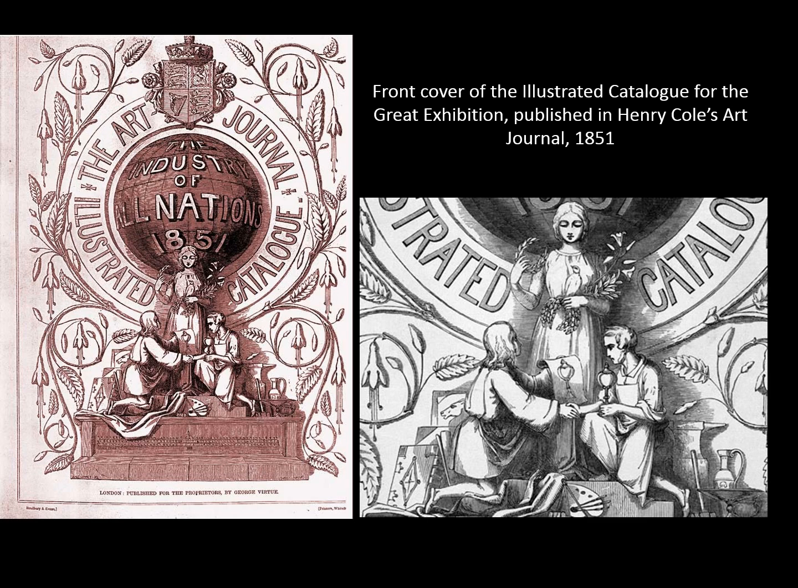I want to end with this image, which is the front cover of the illustrated catalog for the Great Exhibition, the Crystal Palace exhibition, that was published in Henry Cole's Art Journal. We see the whole cover there, but I want us to focus on the scene with this woman and these two men. There's this woman standing over these two men, and she is holding an olive branch, and she has a dove, and she has a laurel wreath. Essentially she's a symbol of peace and prosperity, or victory in a way.